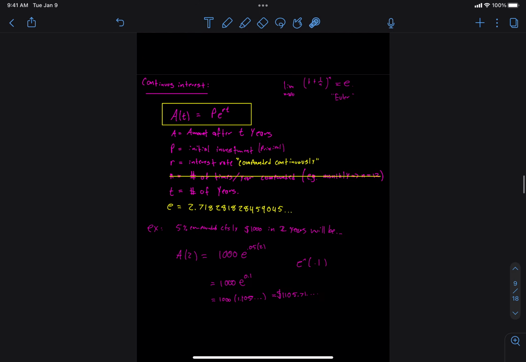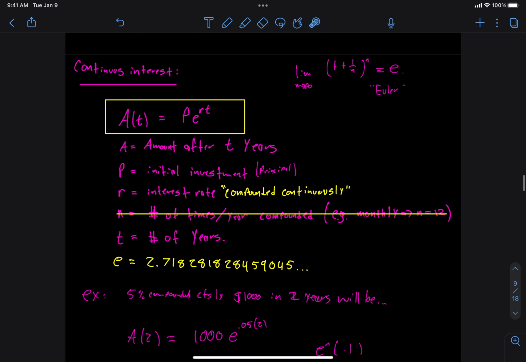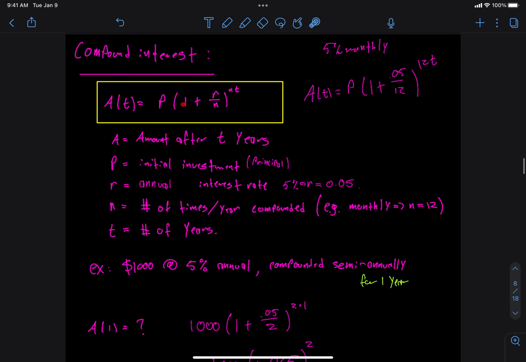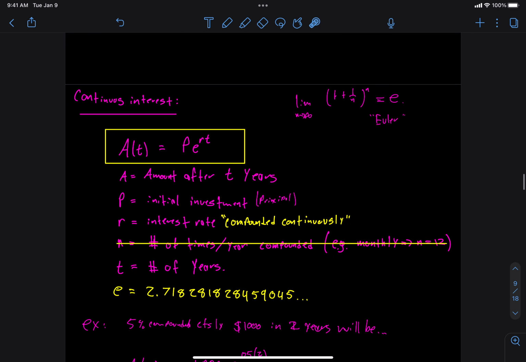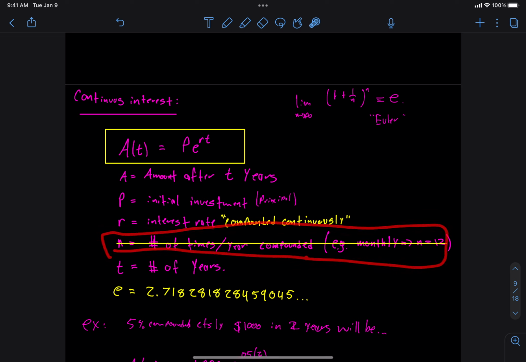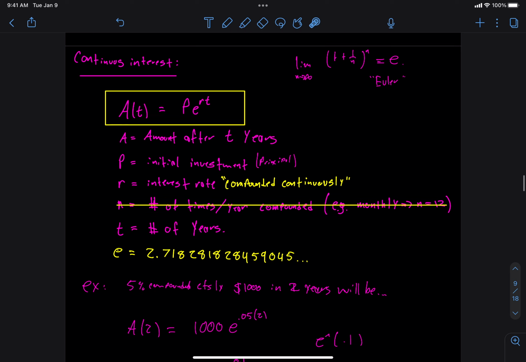Okay, so that's compound interest. We also learned about continuous interest, where instead of using the number inside here, 1 plus r over n, we use the number e, which is something like 2.718. The whole point of continuous interest is that we eliminate the number of times compounded yearly, because we're compounding continuously, which means we allow the number of times per year which we are compounding to grow to infinity. That's what it means to compound continuously. So this was the formula for that.